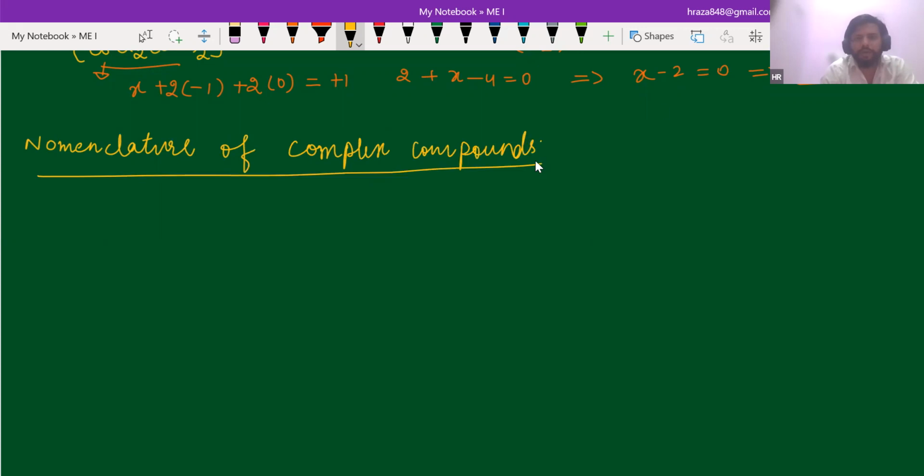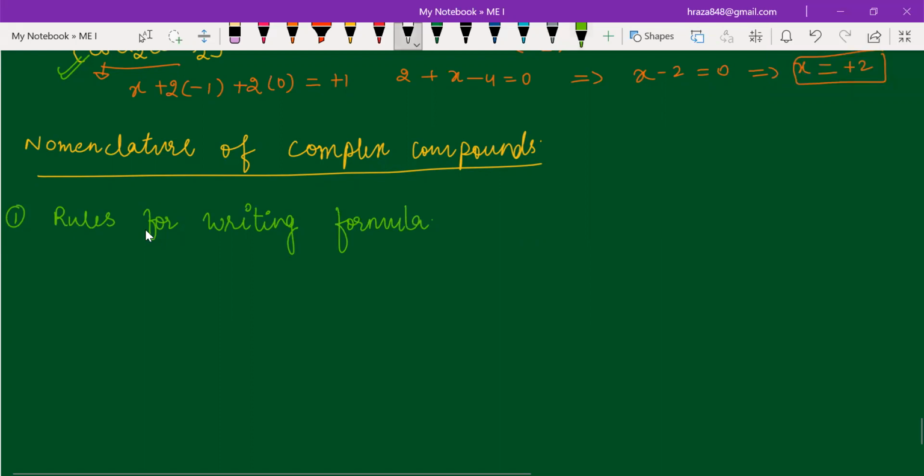Coordination complex compound. First, we are going to learn the rules for writing the formula. How we are going to write the complex compound formula. So there are some rules for writing the formula. Please write along with me.